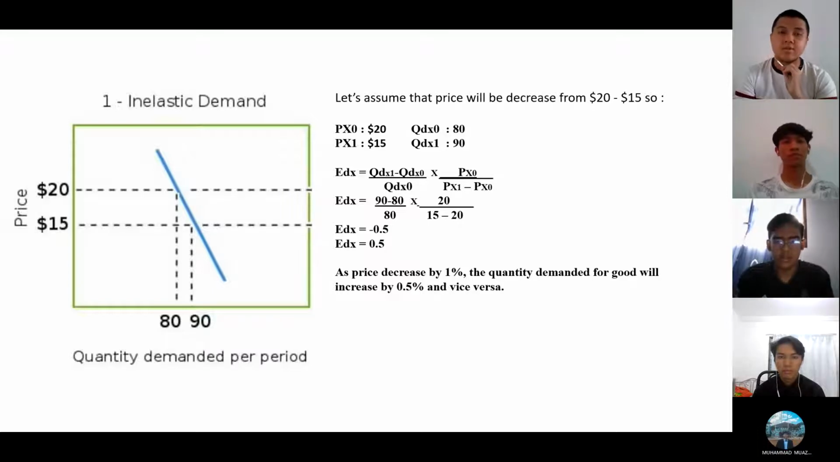and the price elasticity we got is negative 0.5. We need to ignore the negative figure because it just shows the negative relationship of demand. So the price elasticity is 0.5. Because it is less than 1, it shows that it is inelastic demand, because elasticity must be at least 1 or above for elastic demand. So we can state that if the price decreases by 1%, the quantity demanded for the good will increase by 0.5% and vice versa. So this is for inelastic demand. And next slide.